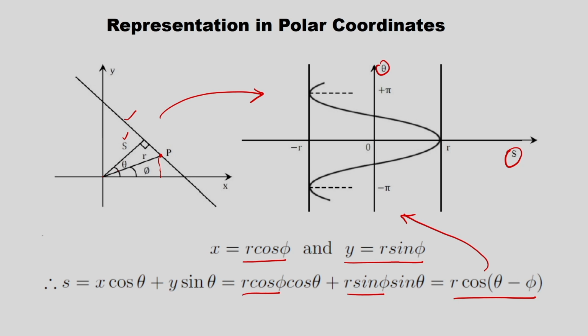That is the mapping I am showing. This point P is mapped into a sinusoid, and the sinusoid is represented by r cos (theta minus phi) in the s theta plane. For a fixed point (r, phi), we have a locus of all the points in the s theta plane. So this is the representation of the equation s equal to x cos theta plus y sin theta in polar coordinates. Here I want to show some examples of the Radon transform.